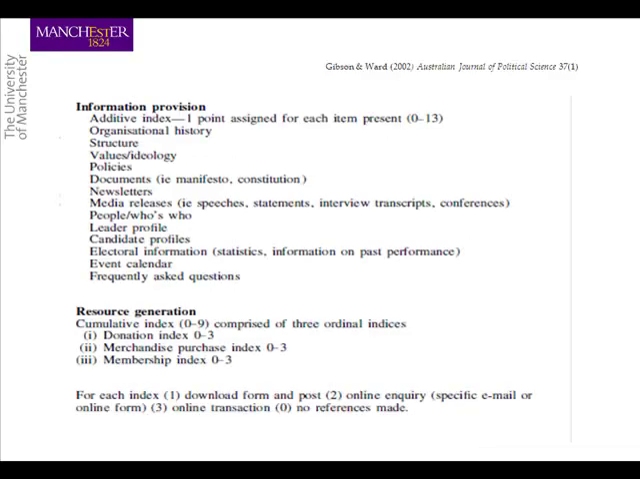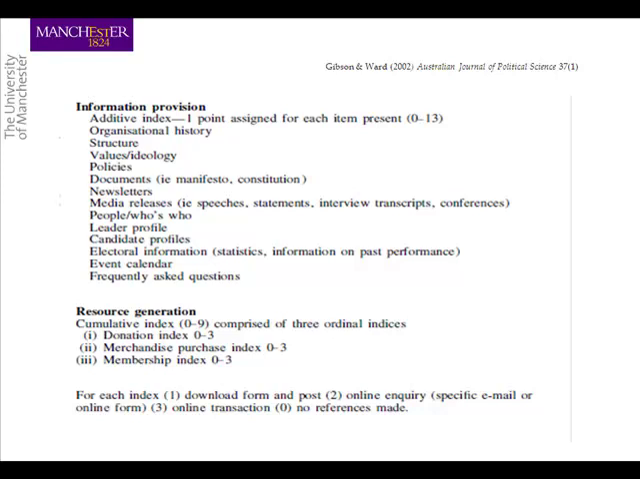So what you generally tend to find are these indices where the researchers have decided already that there is a function which is information provision, or there is a resource generation aspect. And you then map features onto it, right? So here you've got information provision, it's an additive index, it's just saying, do they have a documents file, do they have newsletters, do they have a who's who, do they have a leader profile, do they have candidate profiles? Yes, yes, yes, they get 13 points.